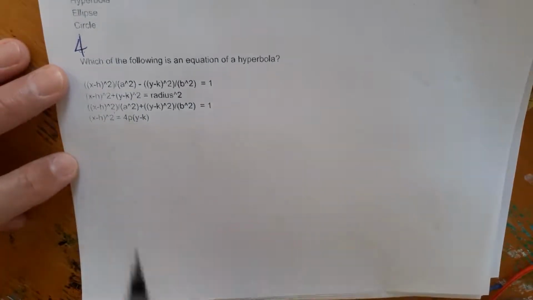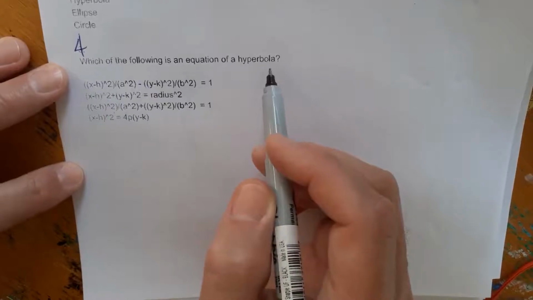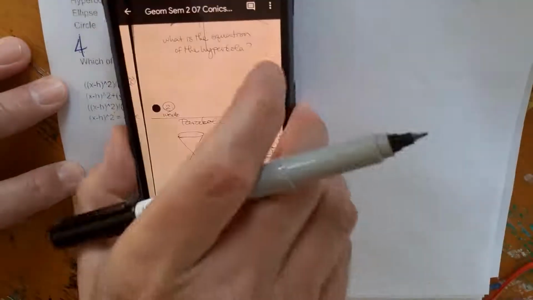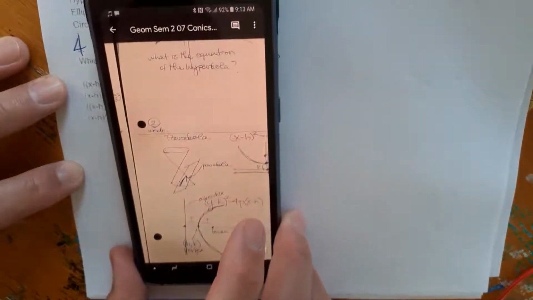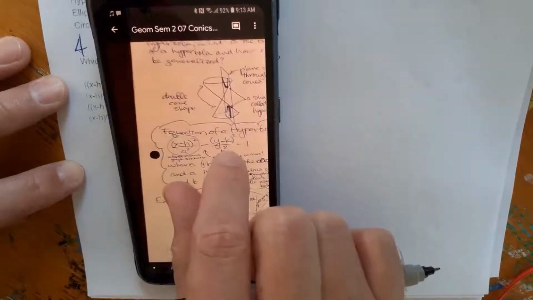Problem number 4 here. Make sure it says 4 on your paper. Which of the following is an equation of a hyperbola? Well, if we go back to the notes, because it's kind of hard to answer this without the notes, you could always just Google it, by the way. But here we are. This is an equation of a hyperbola.